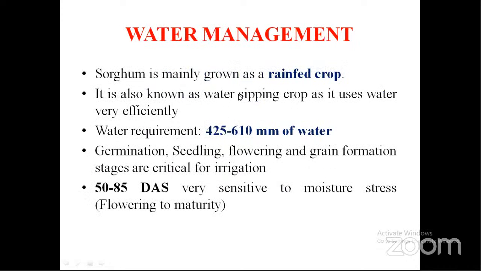Water management. Sorghum is mainly grown as a rain-fed crop. Rain-fed crop means for water, it entirely depends upon rainfall. Generally, it is grown in rain-fed areas, dryland areas, because if irrigation facilities are there, farmers will go for maize crop only, because maize is high yielding and it will be highly profitable. But it needs around 6 irrigations. That's why if irrigation facilities are not there, farmers will go for this sorghum crop. That's why it is only grown in rain-fed areas, dryland areas.